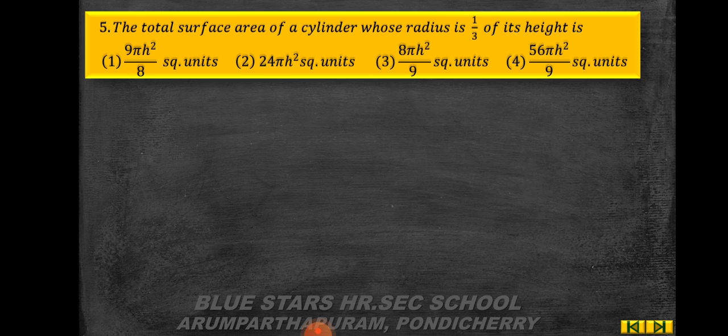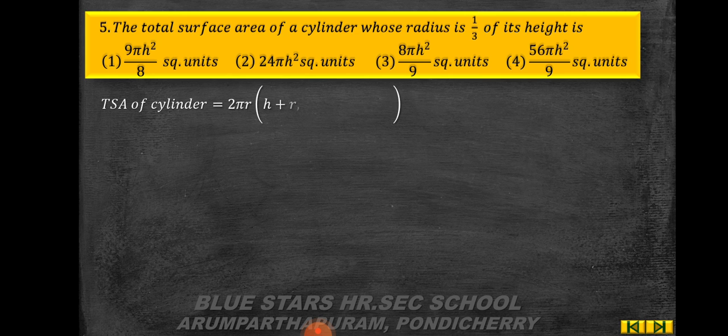Question number 5. The total surface area of a cylinder whose radius is 1 by 3 of its height is: option 1, 9 pi h square by 8 square units; option 2, 24 pi h square square units; option 3, 8 pi h square by 9 square units; option 4, 56 pi h square by 9 square units.